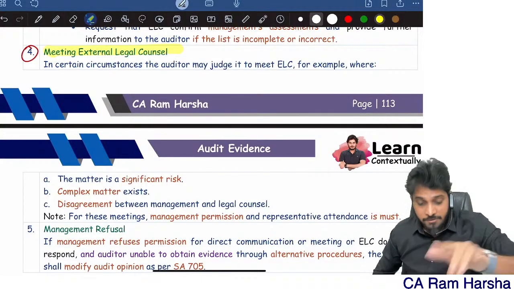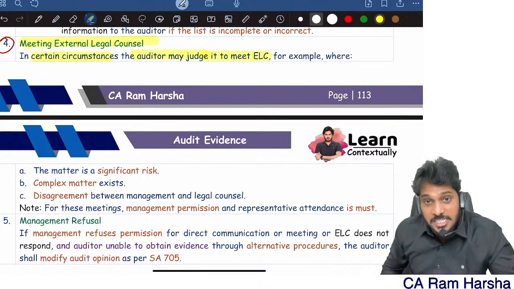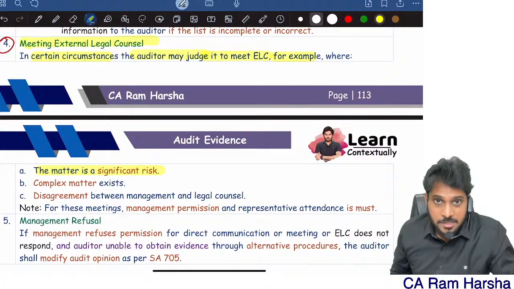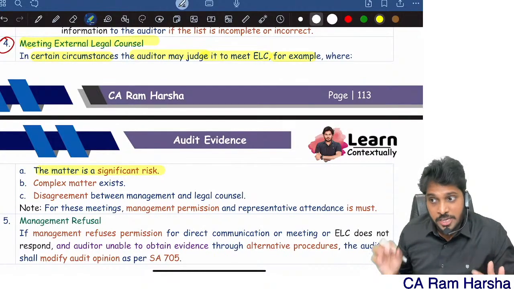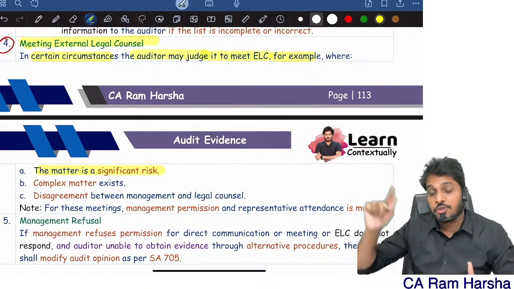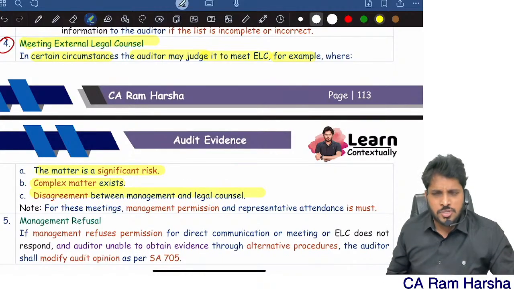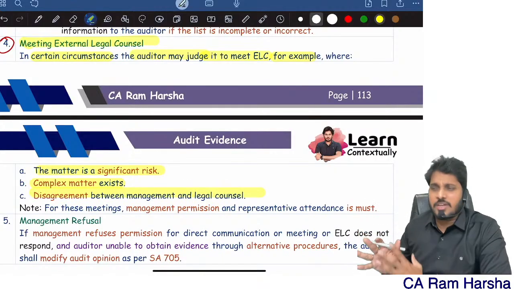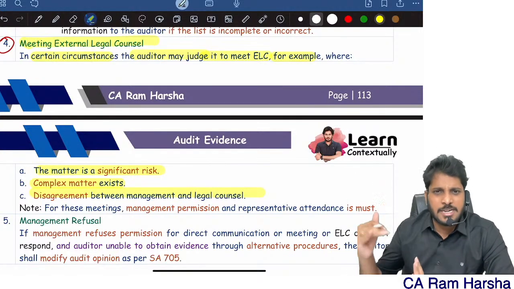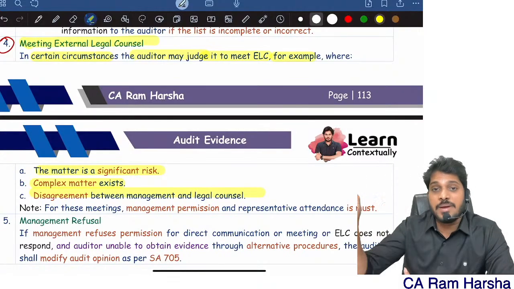When to meet them. For example, in certain cases the auditor may judge it necessary to meet external legal counsel. For example, when the matter is a significant risk. So on a matter where the auditor felt that significant risk is involved and the case is being handled by an external lawyer, he may decide to meet them. Or a complex matter exists, or there is a disagreement between management and legal counsel, some conflict going on between them. I want to get a clear picture about what exactly the litigation is about. Then I will meet external legal counsel.